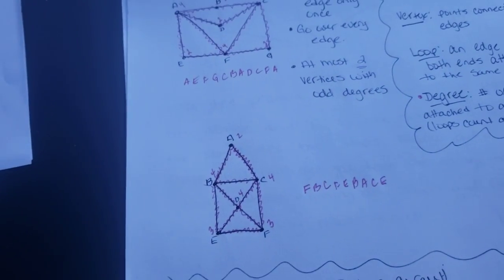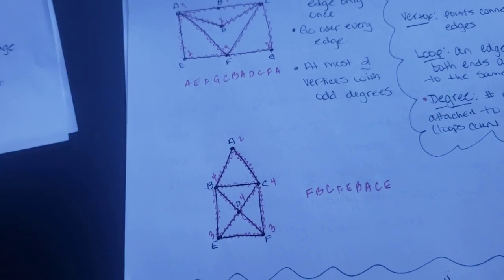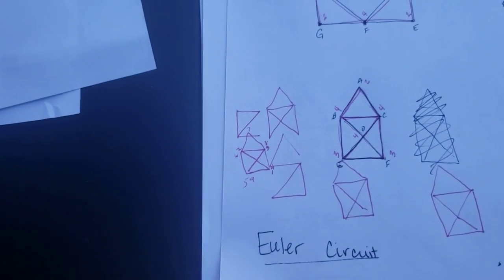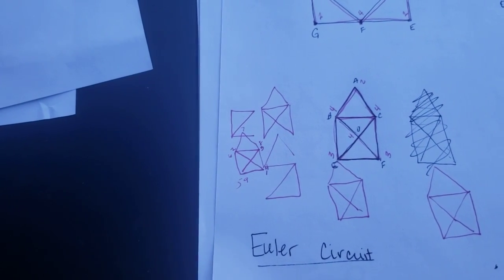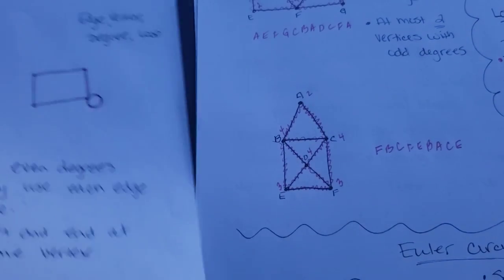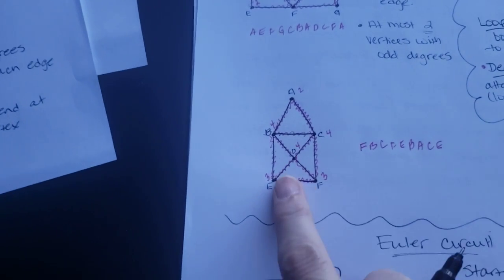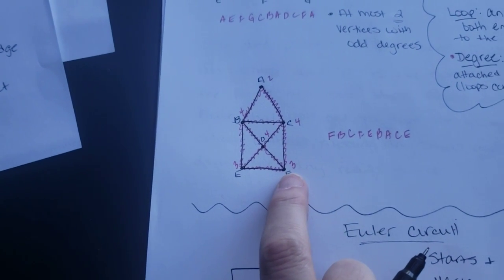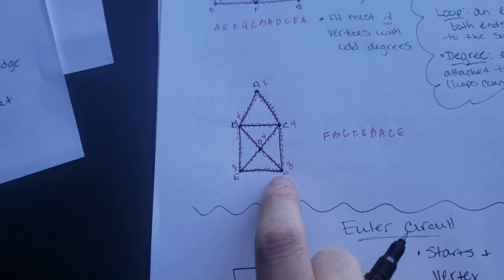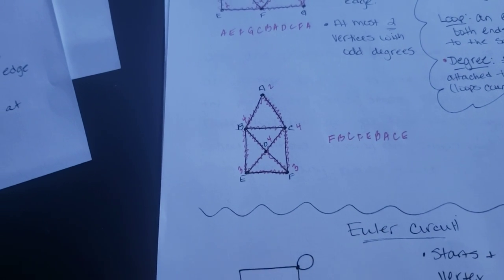I want to show you how many times I had to find that path. These are all my attempts to find the path that would go around that shape. So I'm not saying it's easy to find a path, but I'm saying that you can tell whether it's worth trying by looking at how many degrees are in each vertex.